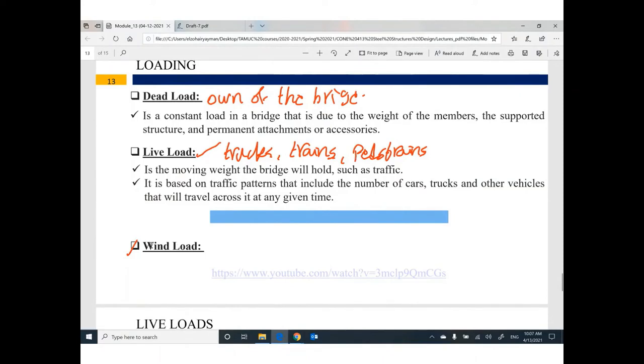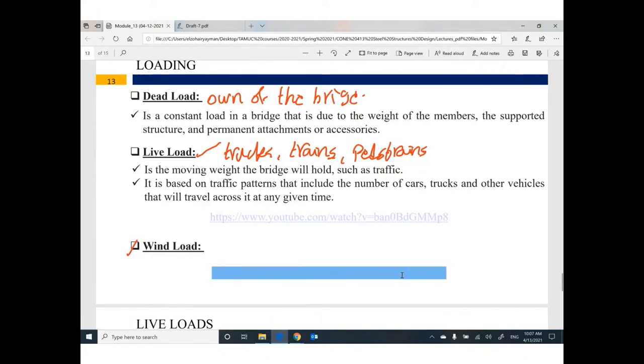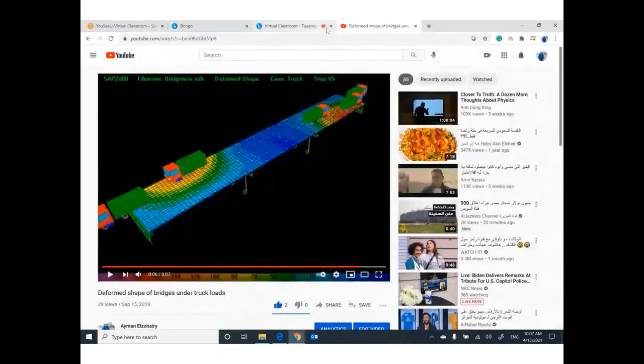Wind load, we have a big accident, I think in 1950s, a collapse of a cable suspension bridge due to wind. I'm not sure if you watched this video before or not. I believe you did.